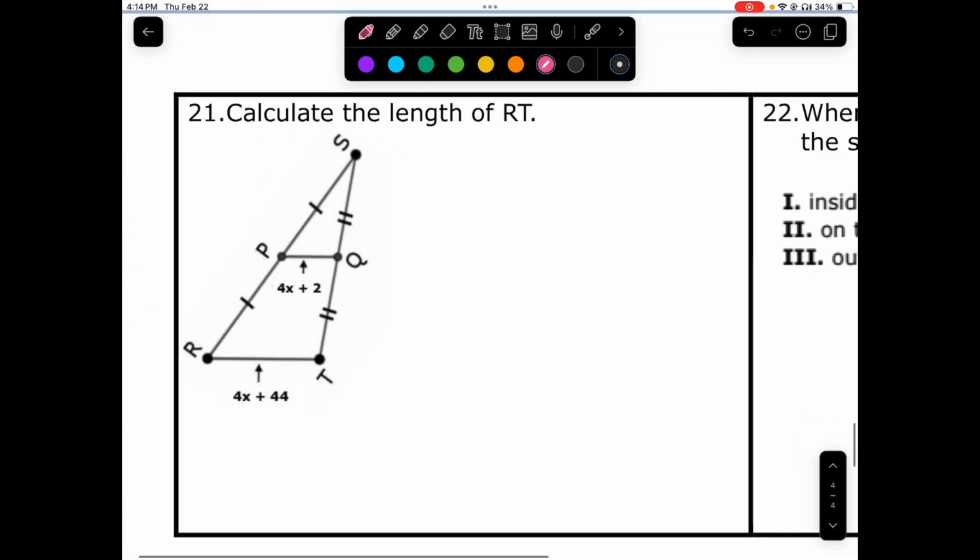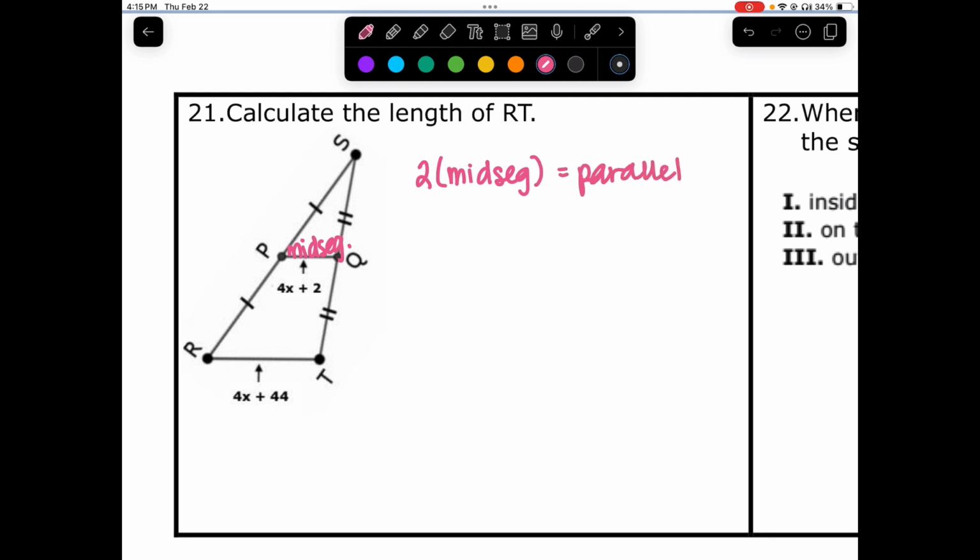Number 21, calculate the length of RT. Now this is a throwback. We call these spiraled in questions because it's stuff that we've done before. We're spiraling it back in. This is called a mid-segment. And the way that we do mid-segment equations is that we have to double the mid-segment, and it's going to equal the length of the parallel side, which is this one down here. So we're going to double this 4x plus 2, and that's going to equal 4x plus 44. And you know how to solve for x. You can use LinSolve or InSolve. I'm going to go ahead and solve this by hand just to give you some practice.